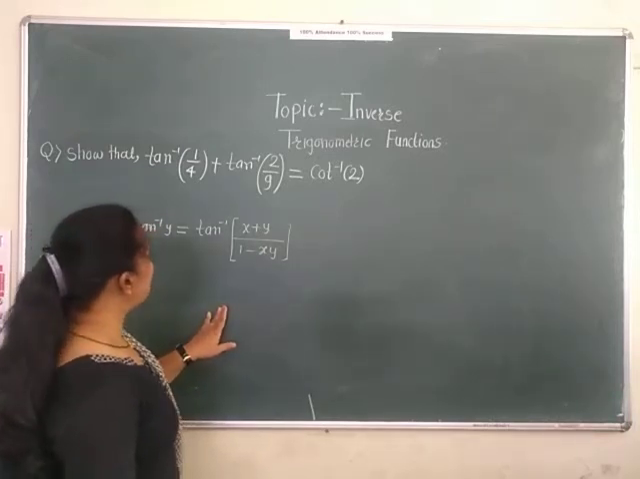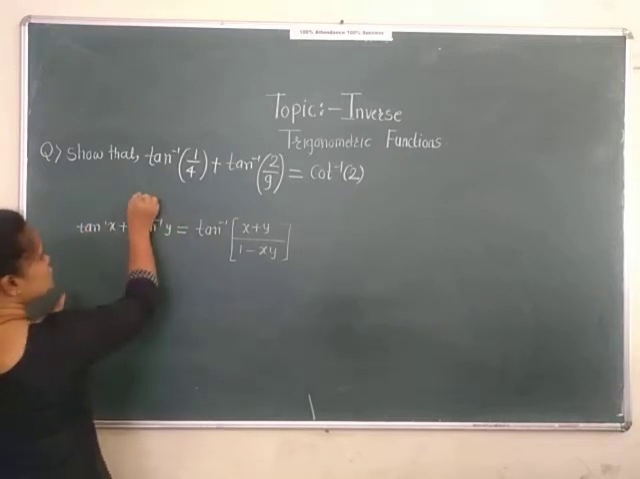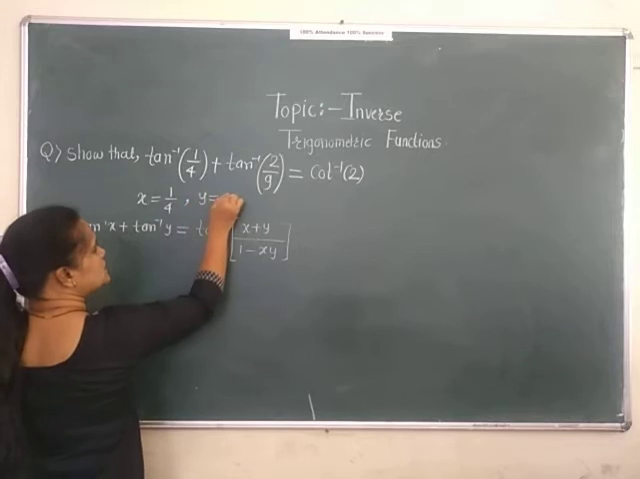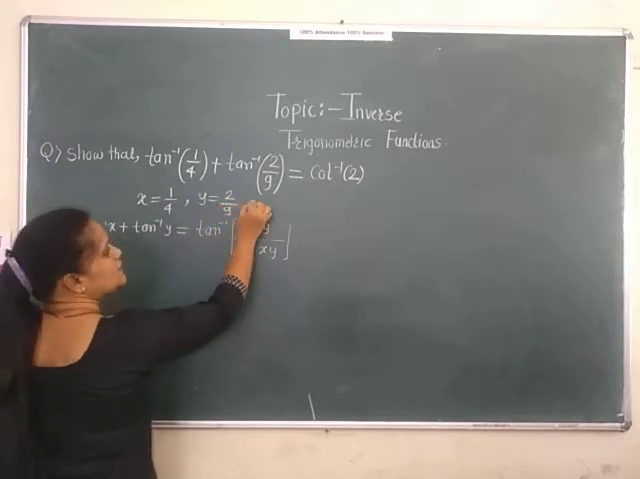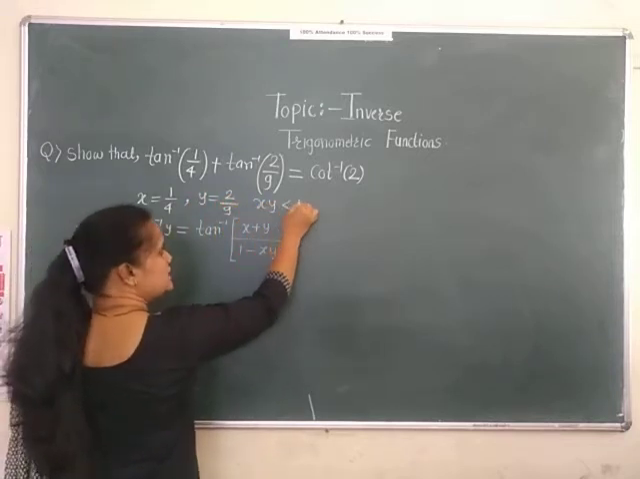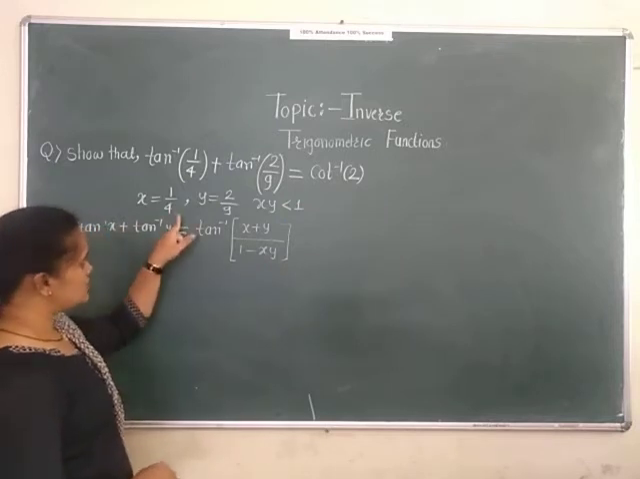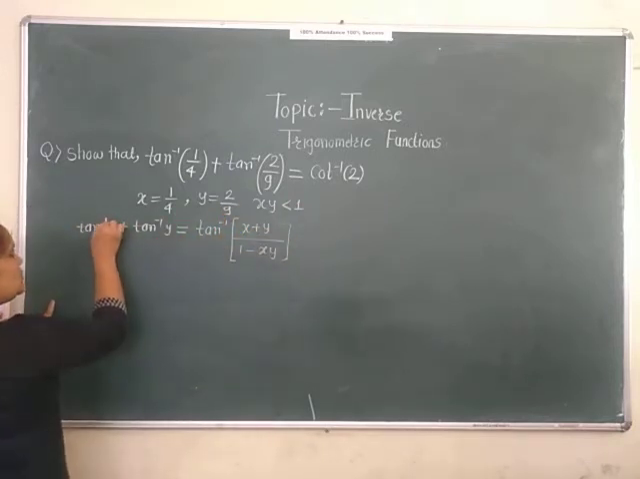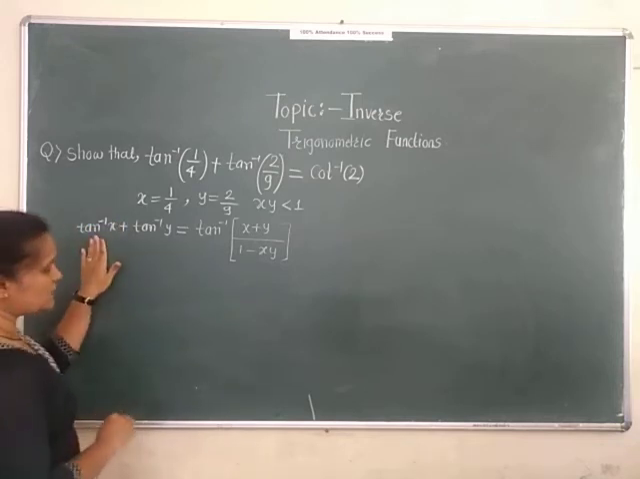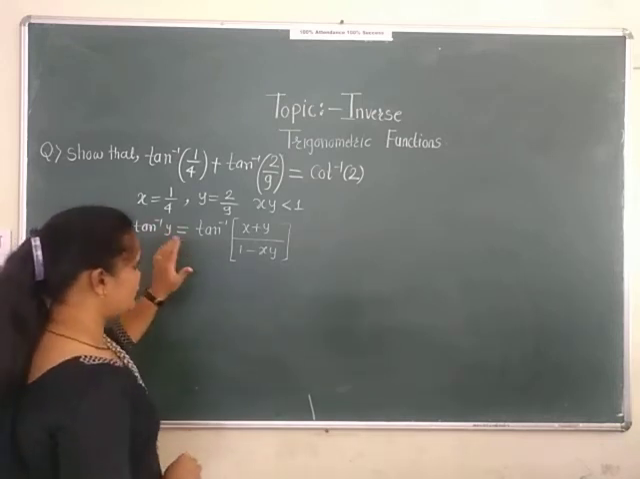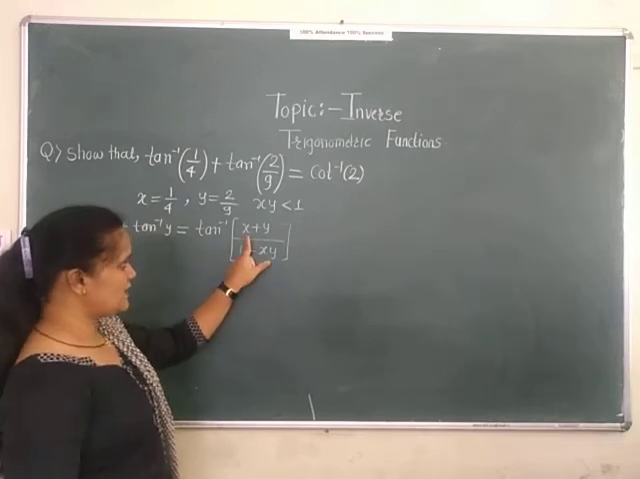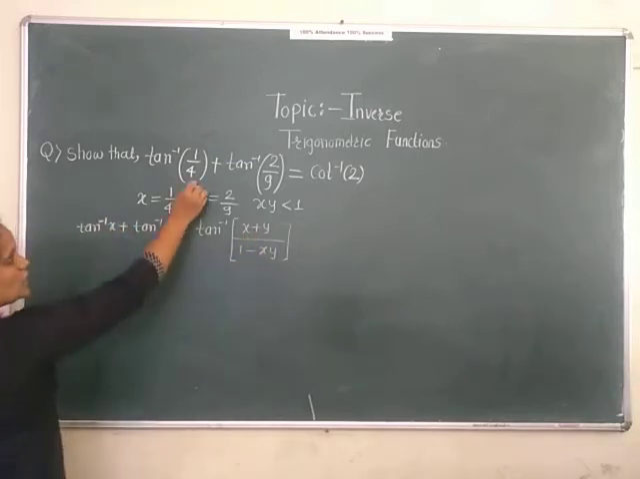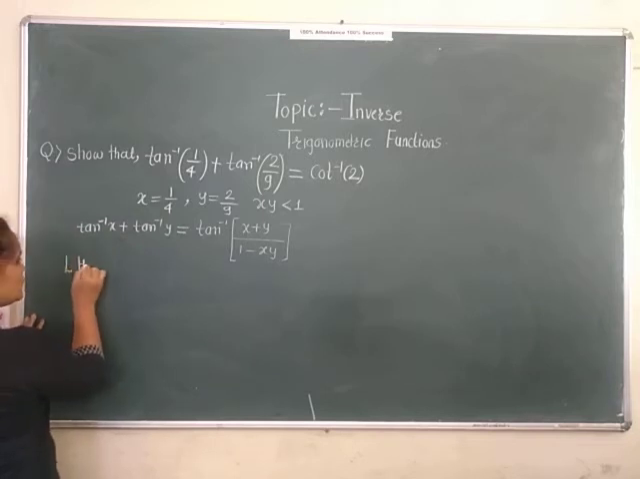Now in this example also x is equal to 1 by 4 and y is equal to 2 by 9. x into y is less than 1 because the multiplication of these two terms is going to be less than 1. So I will use this formula once again. tan inverse of x plus tan inverse of y is equal to tan inverse of (x plus y) upon (1 minus x into y). So let's put all the values in the LHS.